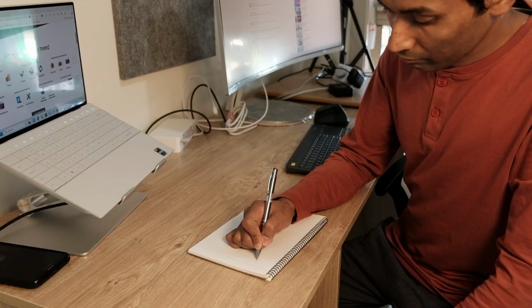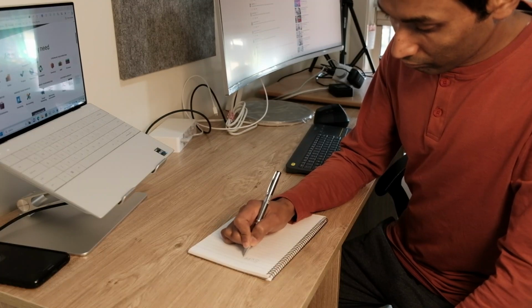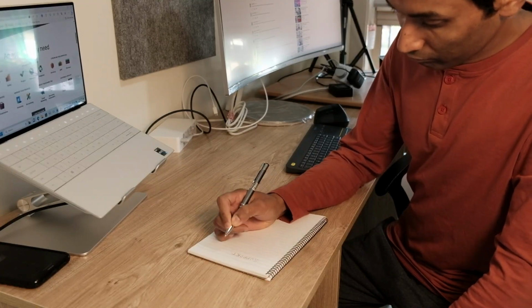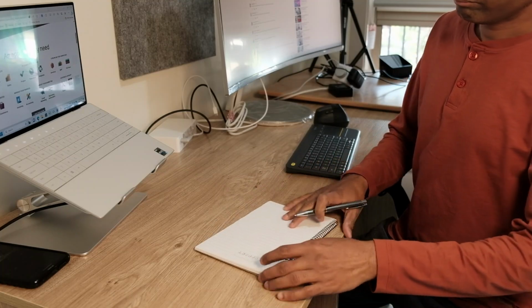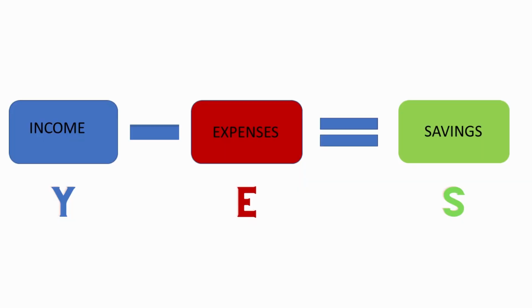Okay, so this is the thing that you already know. One is the income, the expenses, and the savings. Now we all learned that Y is the income, E is the expense, and S is the savings. So Y minus E equals S. Income minus expenses equals savings.